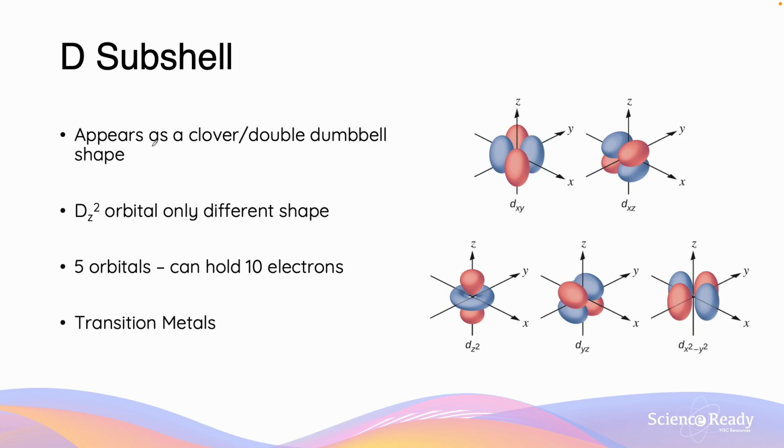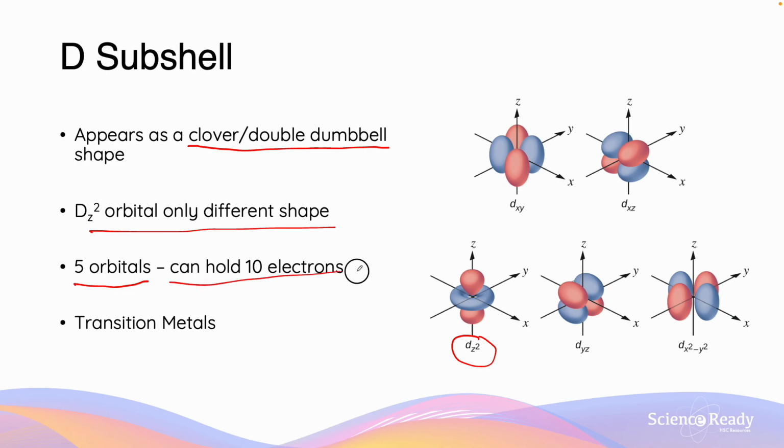Now the next subshell is the d subshell. The d orbitals appear as this clover or double dumbbell shape, which we can see on the right hand side. This is all with the exception of the dz squared orbital, which has a slightly different shape with the ring lobe and the 2 lobes on the side. Now the d subshell has 5 orbitals, and if we remember again, each orbital contains 2 electrons, which means that there are a total of 10 electrons which can exist in the d orbitals of the d subshell. Transition metals are the elements which have the highest energy electrons in the d subshell. That's groups 3 to 12.